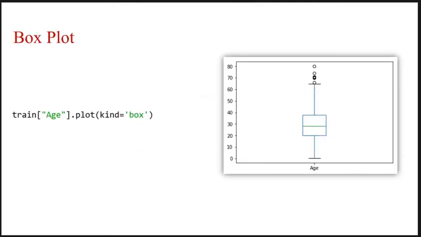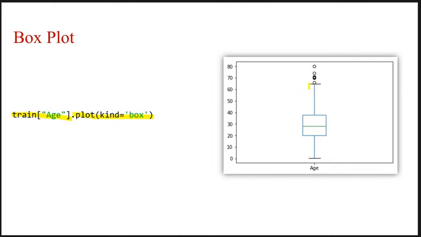Now let's say you want a box plot first. The way you can do that in Python is use the .plot function, and the parameter kind, when you set it equal to box, you get the box plot, and this is where you have selected the age column in the data frame train. Again, that's our training data set.